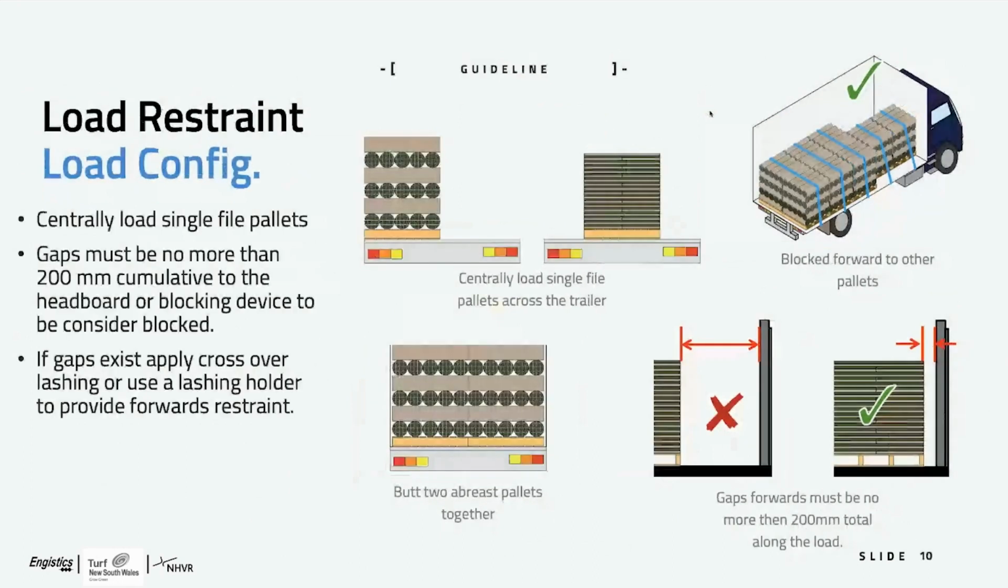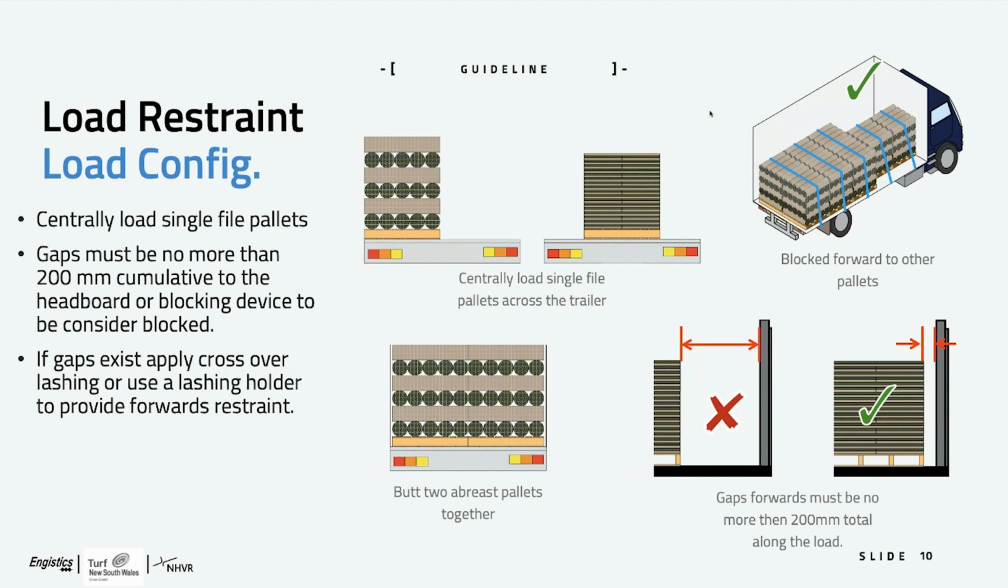So loading configuration, how should we be loading this as per the guidelines? You want to centrally load single file pallets, because you'll find the strap will push the pallet to one side as you go down the road. With our gaps to the headboard or to other blocked items, we want to leave no larger than a 200mm cumulative gap along the truck.